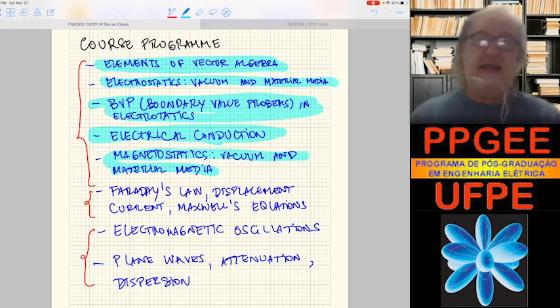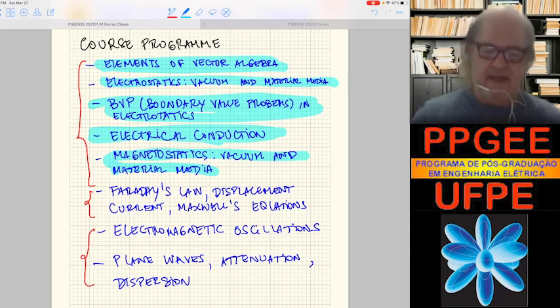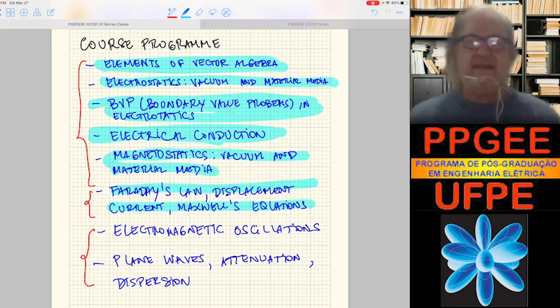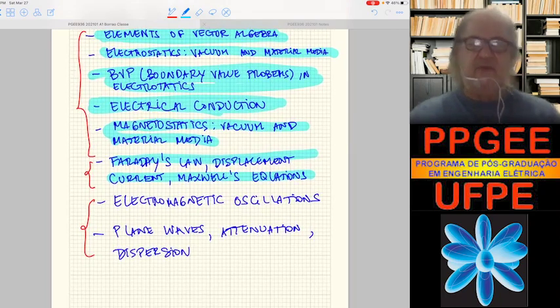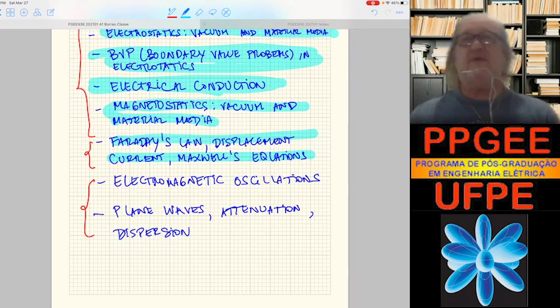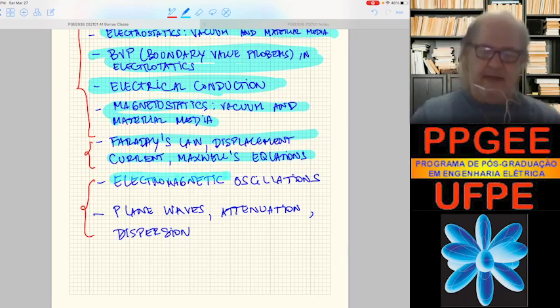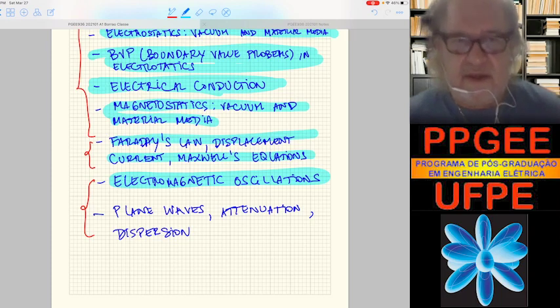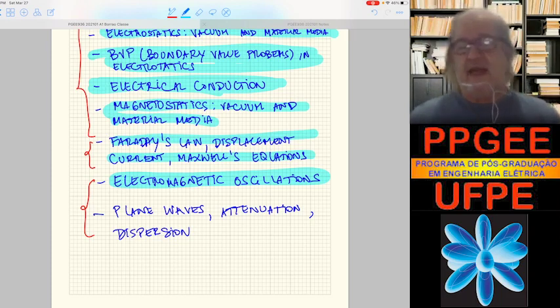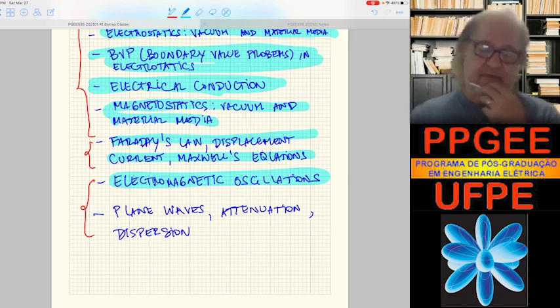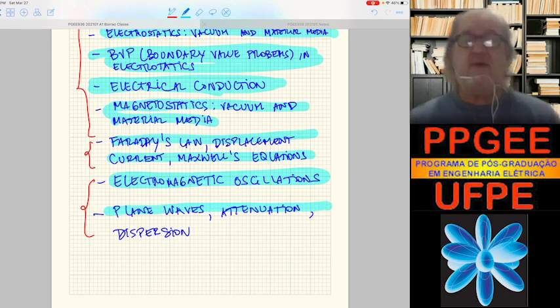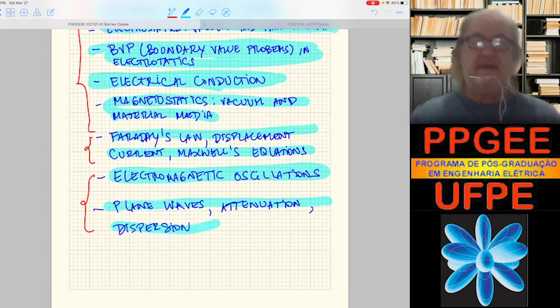And then we go on to dynamic fields. We go to Faraday's law, displacement currents, and then we are ready to assemble Maxwell's equations. And then we conclude with two preliminary applications of Maxwell's equations, which are the prediction of wave propagation, electromagnetic oscillations. We are going to talk about both homogeneous and nonhomogeneous wave equations and see what type of solutions are expected from those equations. And finally, we make an additional application in the case of harmonic fields. We talk about plane waves and important concepts, which are attenuation and dispersion.